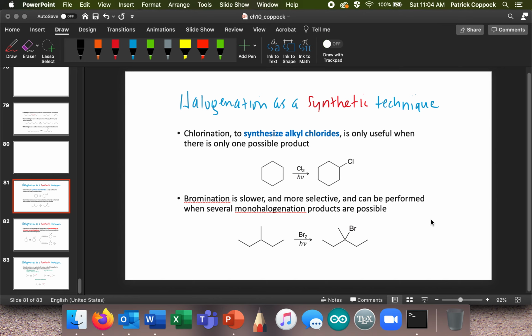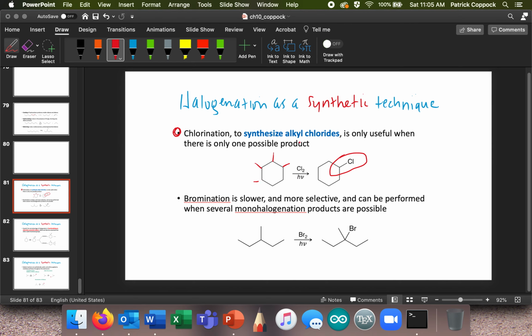Okay, so now we're ready to talk about halogenation as a technique for synthesis because remember, our main interest in organic chemistry is how to make things, right? So how can we use halogenation to make things? Well, first of all, if we're going to use chlorination, then we can only do it if we have one possible product, right? So for example, if we're going to chlorinate this cyclohexane, it can go here or here or here or here, but those are all really the same position, right?